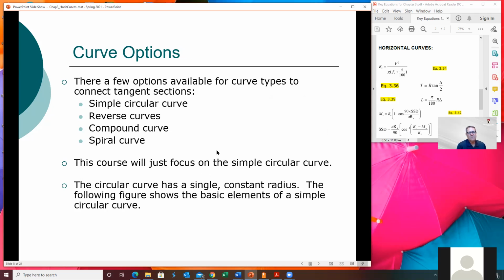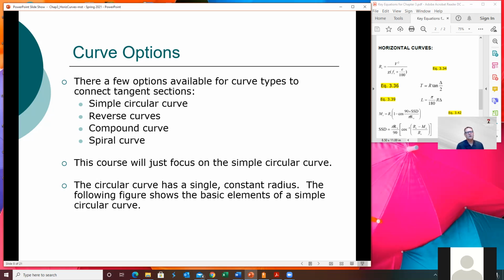Let's talk about horizontal curves for a moment. There are a few options for curve types to connect tangent sections. You can pick simple circular curves, reverse curves, compound curves, and spiral curves. In this course, and when you deal with highway design, nearly all curves are simple circular curves. There are a few ramp designs where you might have a compound curve, which is a single curve with multiple radii in it.